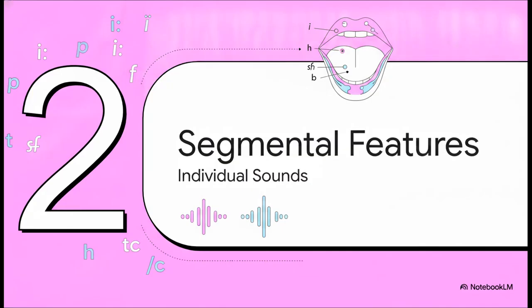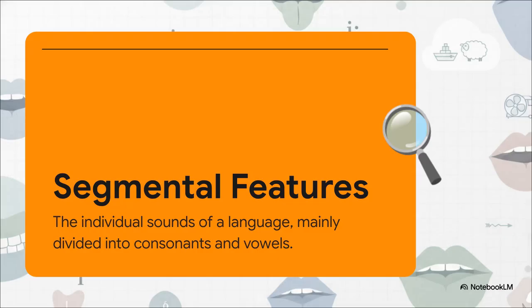Section 2. Segmental features, the individual sounds. Right, so now we're zooming way into the micro level to look at the foundational blocks of spoken English. Segmental features are literally just the individual sounds of a language, and they're divided into two main camps, consonants and vowels. Consonants happen when the airflow from your lungs gets partially or completely blocked by your lips, teeth, or tongue.